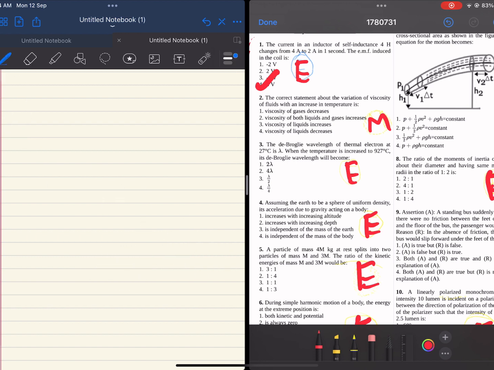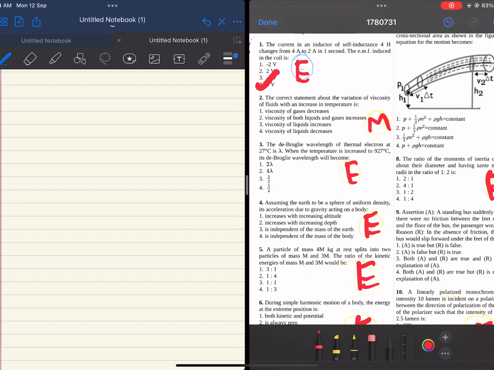Now the second question asks us the correct statement about the variation of viscosity of fluids with increase in temperature. We know viscosity of liquids will decrease with increase in temperature, and for gases it will increase. Why will it increase for gases? Because the kinetic energy of the gases will increase. In liquids there was a streamlined, normal resistance to flow, but now since the velocity increases they are more random compared to previously, so there's less resistance.